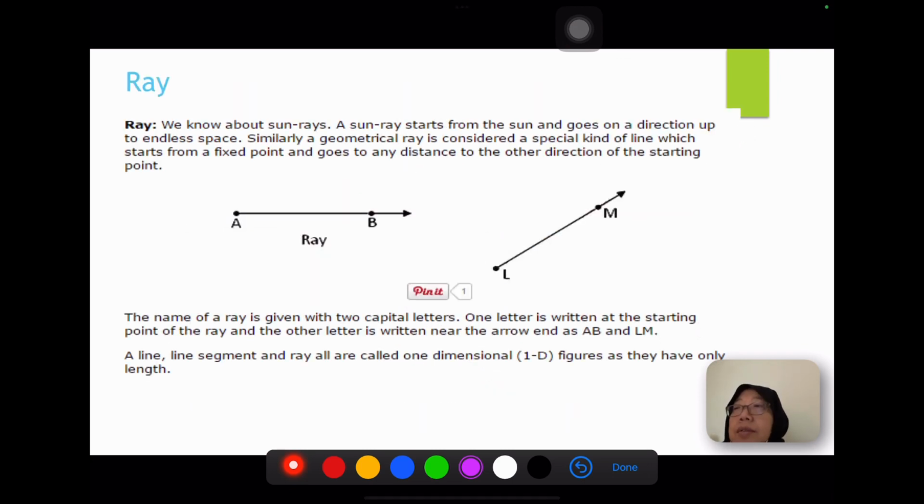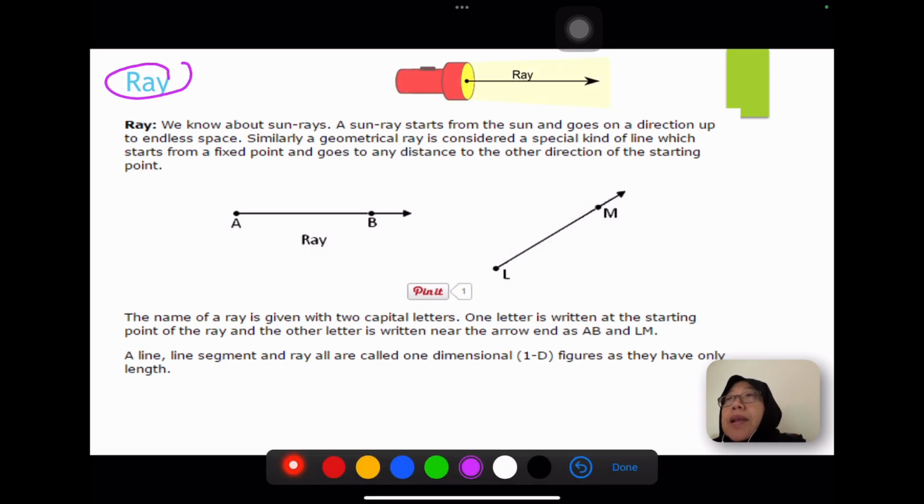Now rays. When we talk about rays, let's imagine that there is a sunlight. When we see sunlight early morning, the sunlight or the sun ray actually comes from the sun. That is a starting point. So when there is a starting point, we call it a ray, like this. So we can use a torchlight to teach our students what rays are.